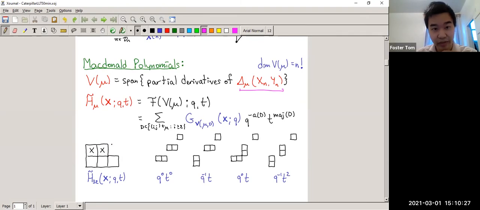So Haglund, Haiman, and Loehr found that Macdonald polynomials expand positively into LLT polynomials. And because it's known that LLT polynomials are Schur positive, this gives us a proof that Macdonald polynomials are Schur positive. But once again, having a combinatorial formula is still a very wide open question.